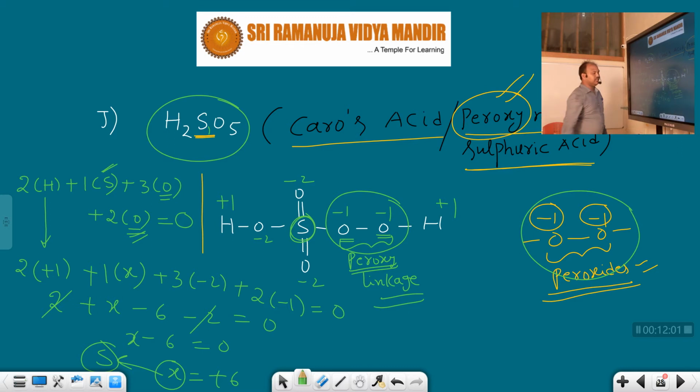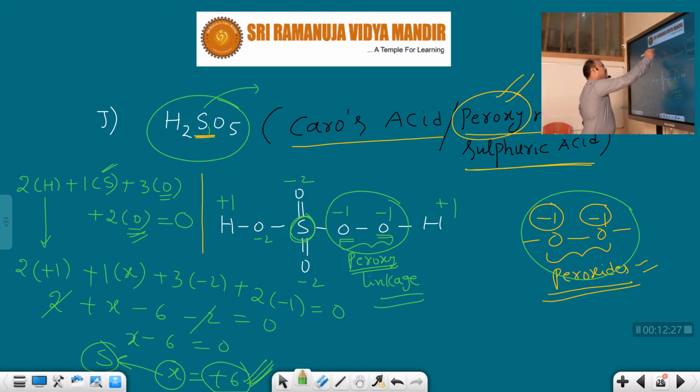So sulfur is which group element? A 6th A group element. The maximum oxidation number of any atom of an element in the periodic table should be equal to its group number. So the sulfur maximum oxidation number equals its group number. Sulfur is a 6th A group element, that's why the oxidation number is +6. Without knowing this structure, we can't understand the oxidation number of sulfur in Caro's acid, or peroxymonosulfuric acid.